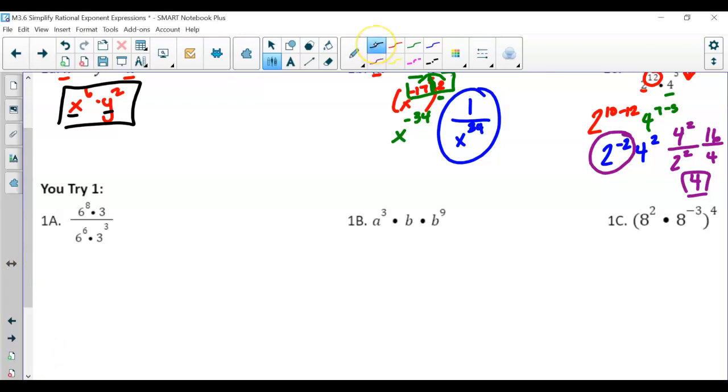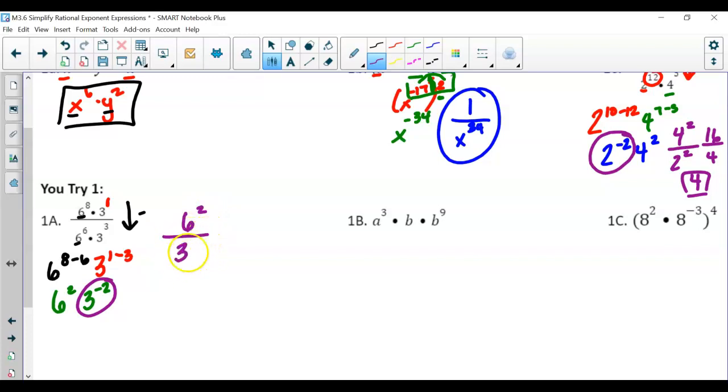And here we go. So here now I've got my bases that are the same when dividing, not multiplying. So we can't add the exponents, but top to bottom, subtract. So this is 6 to the 8 minus 6. Then for the base 3, you have an exponent of 1. So this is 3 to the 1 minus 3. So now here you end up with 6 to the second power and 3 to the negative 2 power. But this is not our final answer because of the negative exponent. So here you've got 6 squared over 3 squared.